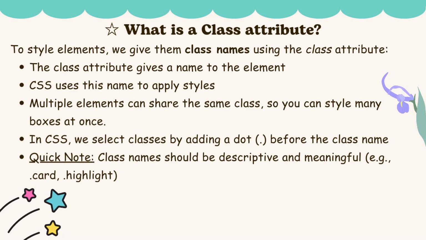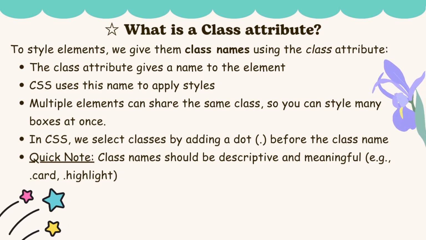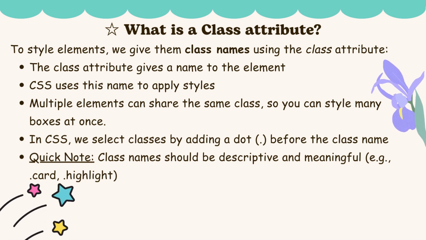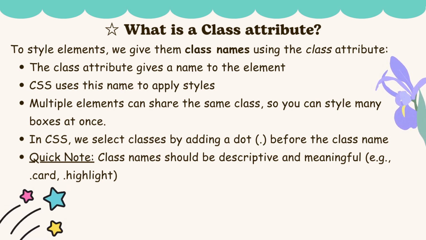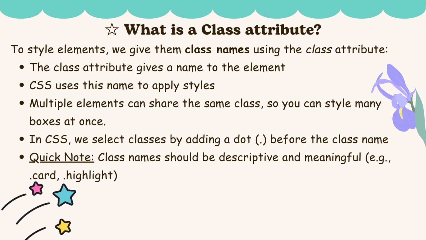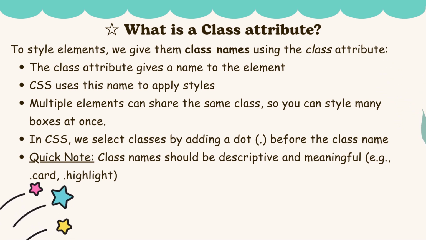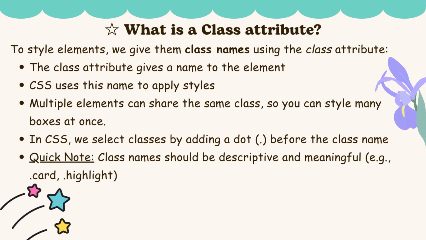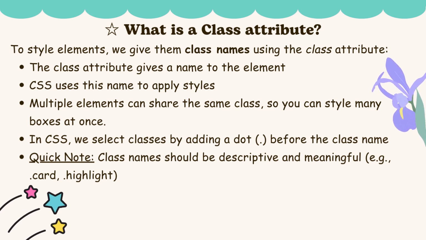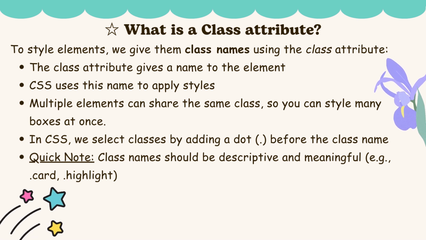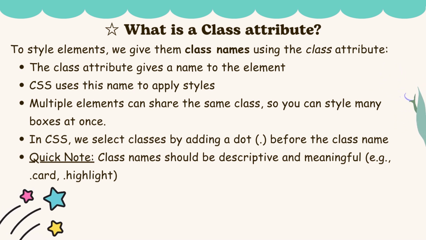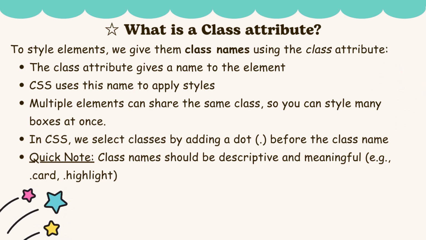Now let's talk about the class attribute. To style elements, we give them class names using the class attribute. This gives a name to the element, and CSS uses that name to apply styles. Multiple elements can share the same class, so you can style many boxes at once. In CSS, we select classes by adding a dot before the class name. And a quick tip. Make class names descriptive and meaningful, like .card or .highlight.